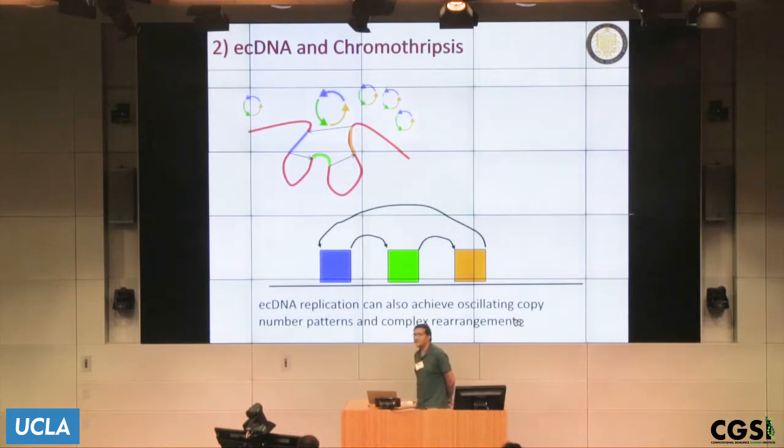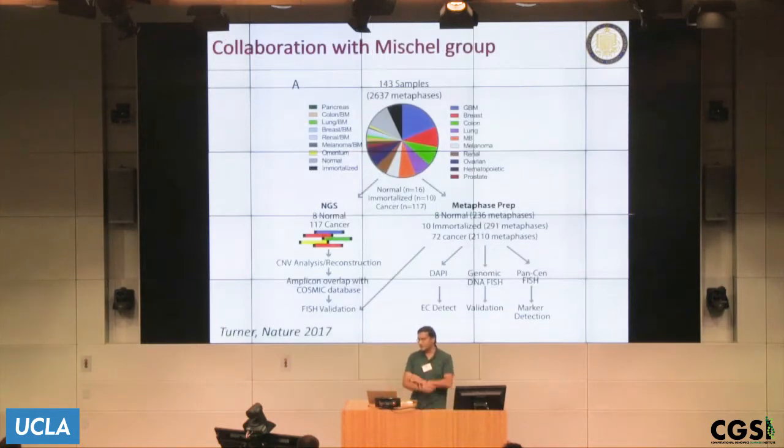So this is where we were when I started a collaboration with Paul Mischel's lab. They had come out with a really fantastic experiment that I'm going to tell you about in a few slides. And after talking to them, we did a pretty large experiment. We took about 143 samples spanning many different tumor types. You can see we have all these different tumor types here, tissue of the tumors, and we did what's called a metaphase FISH experiment.